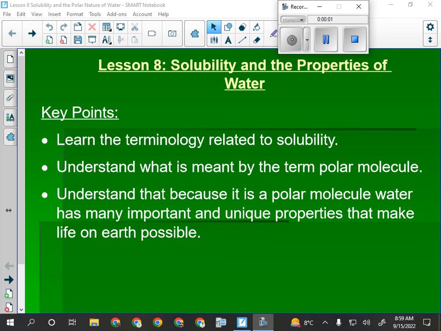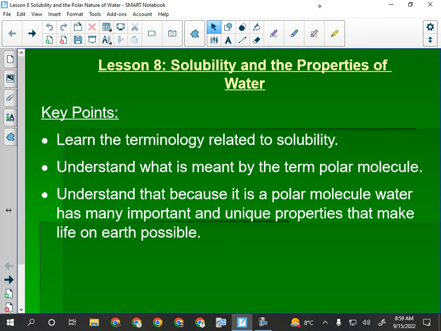I need you guys to find lesson 8 on solubility and the properties of water in your notes package. We'll be going over two things primarily today. The solubility stuff is probably going to be familiar. You talked about solubility in junior high science. I can't remember if it's 8 or 9 now, but you talked about it. A lot of the terms that we go over, and it's mostly terminology, will be familiar.